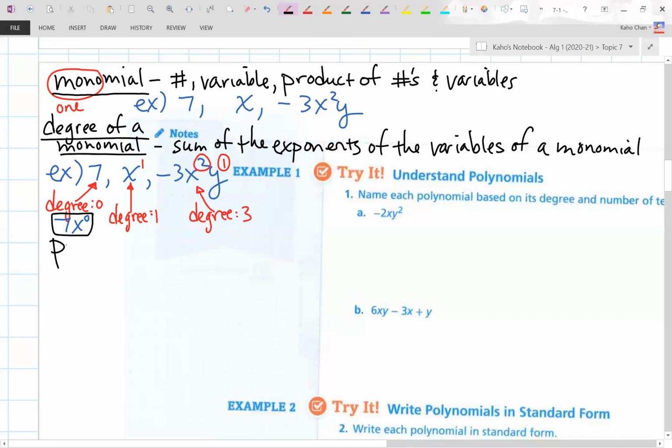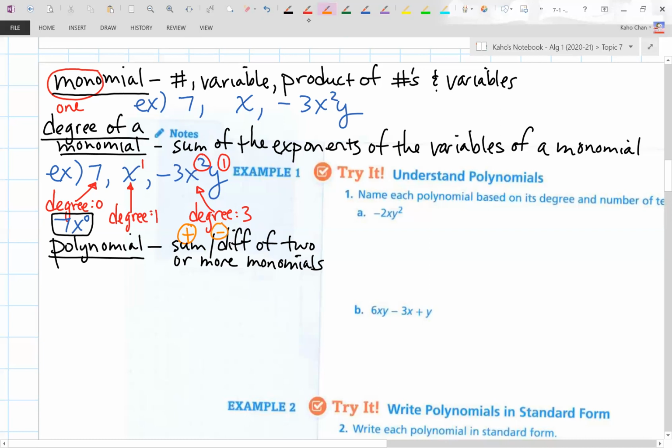How about polynomials? What's a polynomial? A polynomial is the sum or difference of 2 or more monomials. Sum and difference means pluses and minuses, yeah? Separated by pluses and minuses.